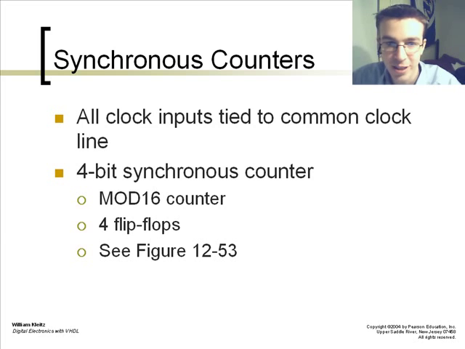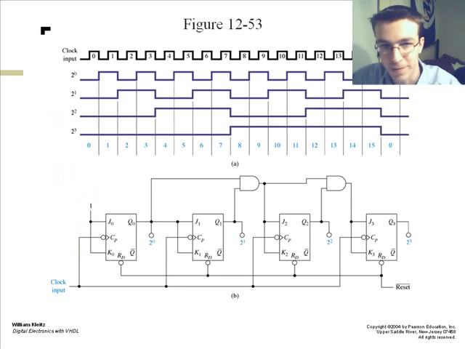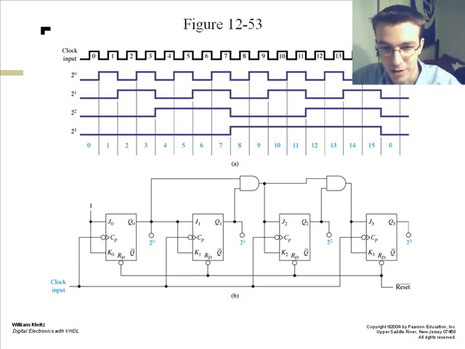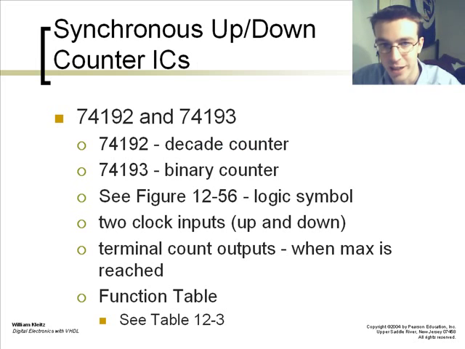A synchronous counter: all clock inputs are tied to a common clock line. The 4-bit synchronous counter is a mod 16, which uses 4 flip-flops as shown here. This counts from 0 to 15, and it resets as well. This is a different form of the mod 16 previously shown. It is a synchronous counter that has all clock pulses tied together instead.